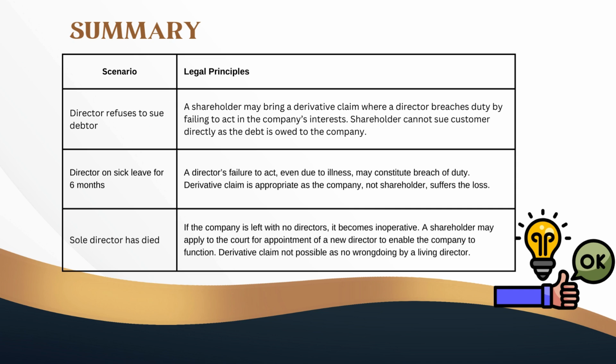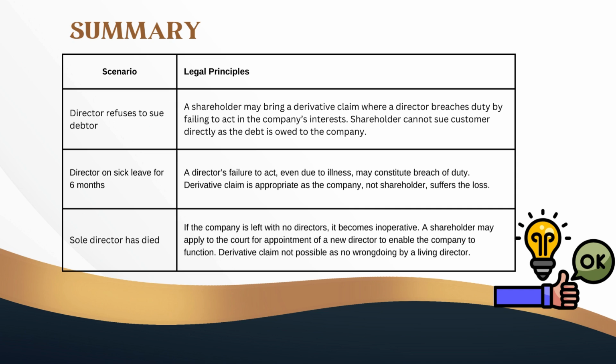In Scenario 2, the director has been on sick leave for 6 months and fails to act. Even without misconduct, prolonged inaction may still breach director's duties. A derivative claim remains the appropriate remedy, as the loss is the company's.